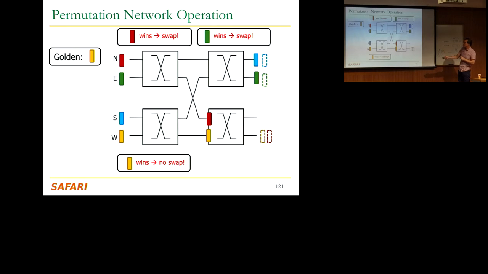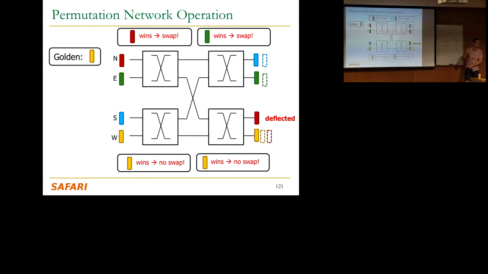And then here, we have a golden one. The golden one wins the arbitration because it is the most important one, and there's no swap. So the golden one goes here. This one's the only one that's deflected in this case. That's the idea. Okay, we're going to talk about that next.